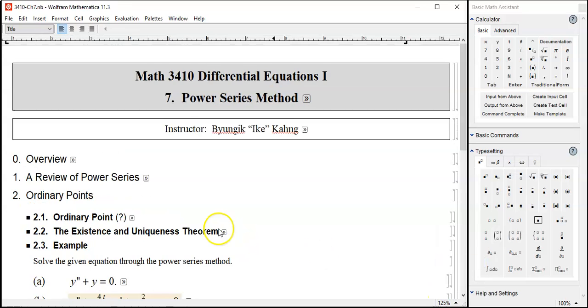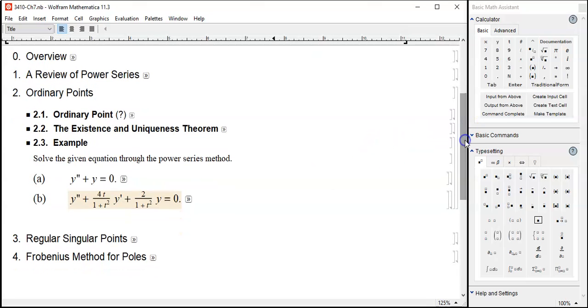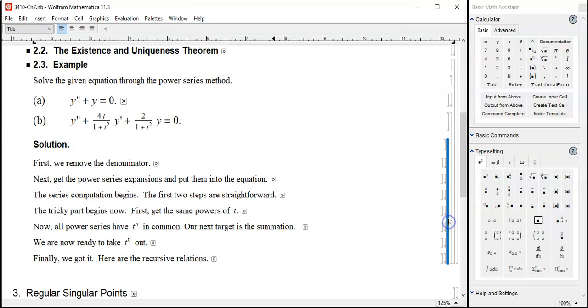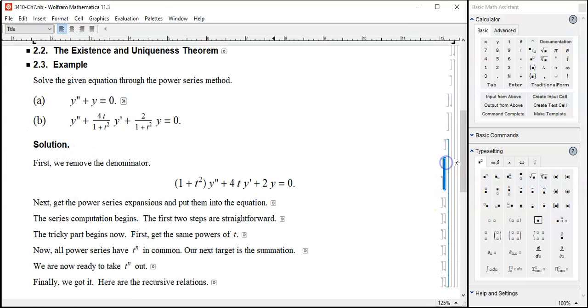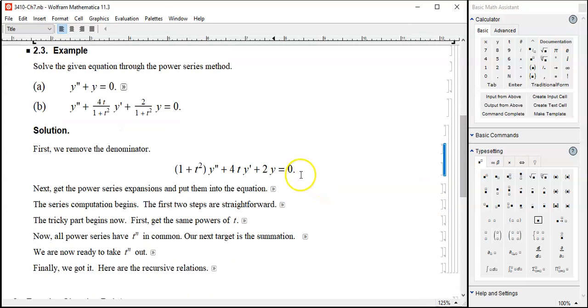Please note that the denominator stays positive all the time. Let's increase the font a little bit further. 1 plus t squared stays positive all the time. In any case, let's do this around t equal to 0 again. All right, here's the first step, and let us remove the denominator.